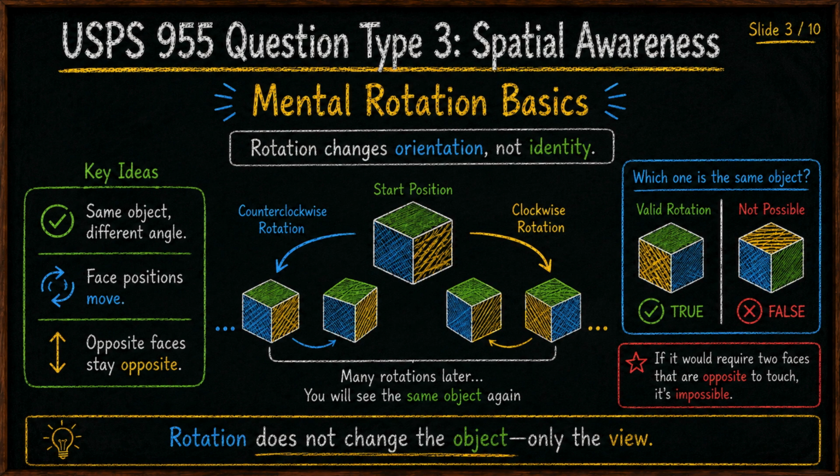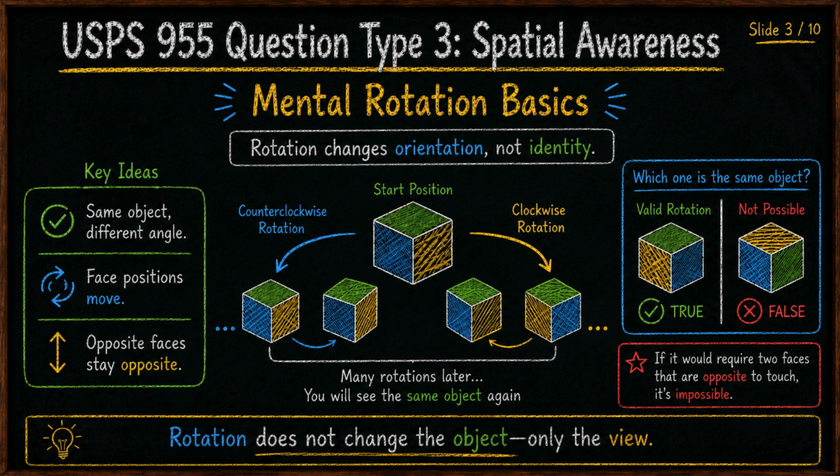If one symbol is on the top face, it may move to the side face after rotation, but it does not randomly jump to an impossible location. This is where many wrong answers are eliminated. A wrong answer may look similar, but it may break the relationship between faces. Maybe it shows two opposite faces touching. Maybe it reverses the face order. Maybe it creates a mirror image instead of a rotation. Maybe it moves a symbol to a place it could not reach by turning the object.